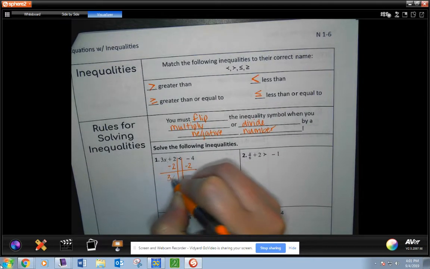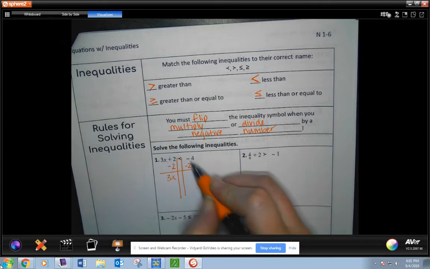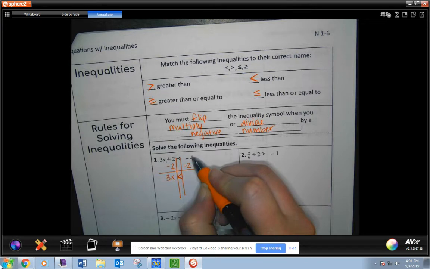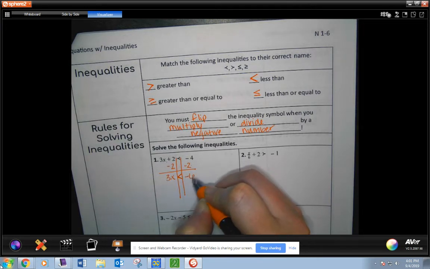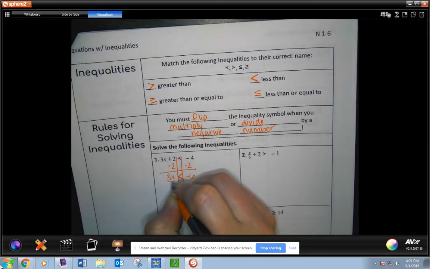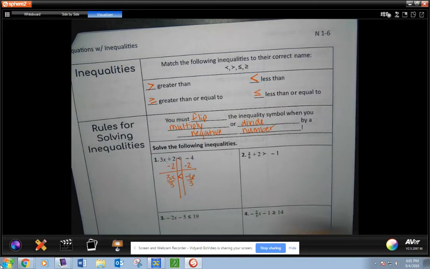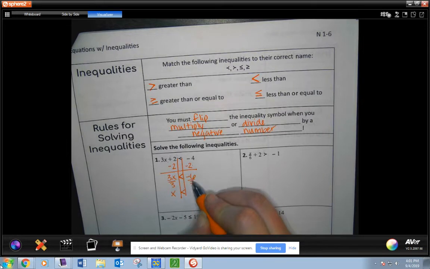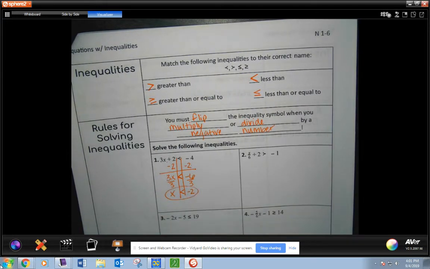That leaves me with 3x. When you're subtracting, you do not do anything to the inequality, so less than. And negative 4 and negative 2 make negative 6. From here, I'm just going to divide by 3. Since I'm dividing by a positive number, I do not flip the inequality. It still stays a less than. And negative 6 divided by 3 is negative 2. So my final answer is x less than negative 2.